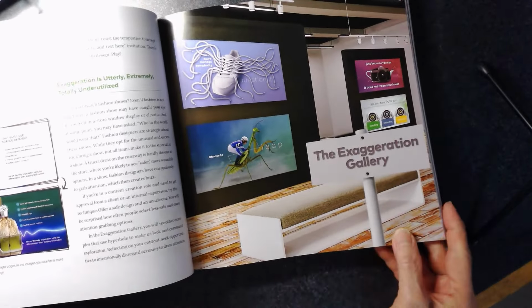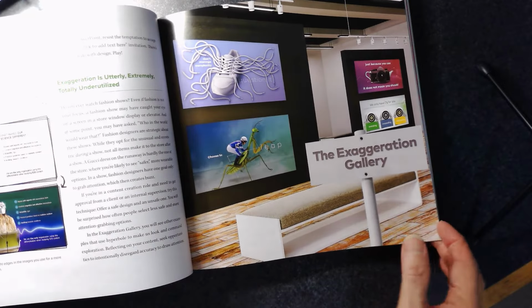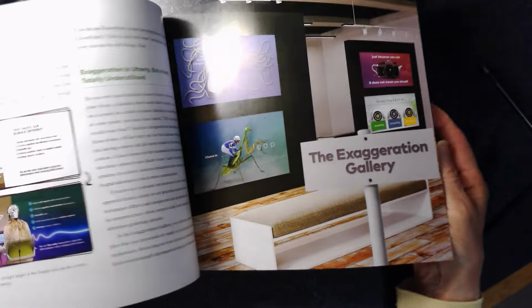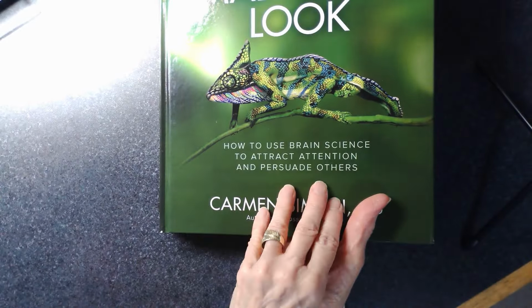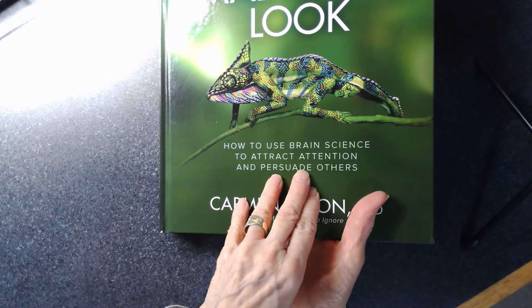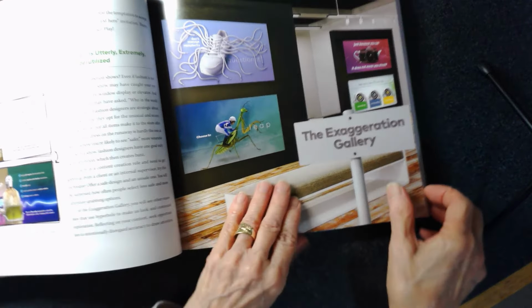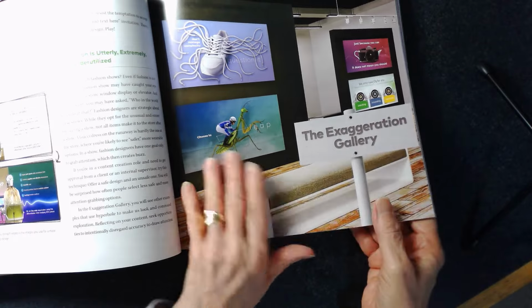Now, I was a little bit disappointed in that regard because business communication isn't exactly my thing, but I am very excited about using brain science to attract attention, because that's really something that as an author you're going to want to do, is very early in a story attract attention.